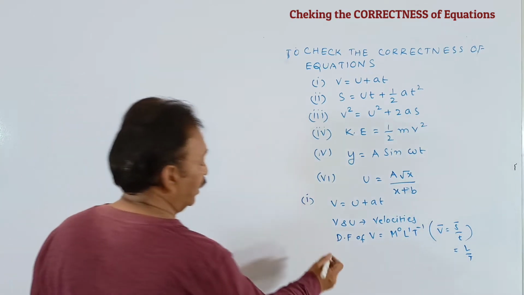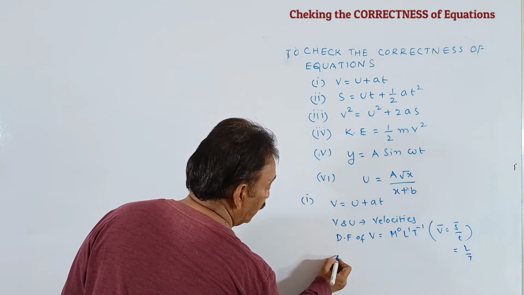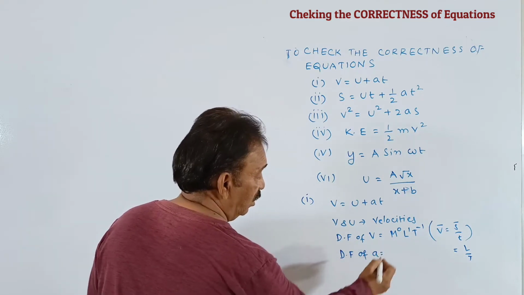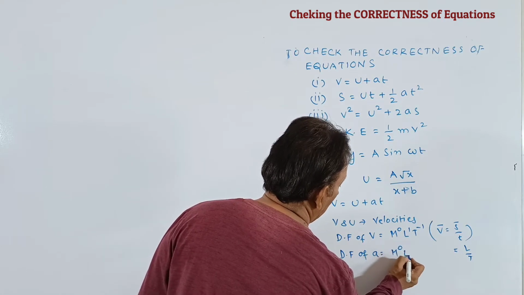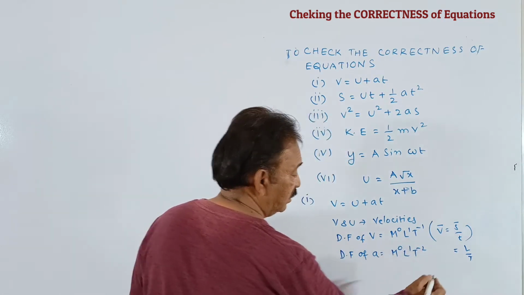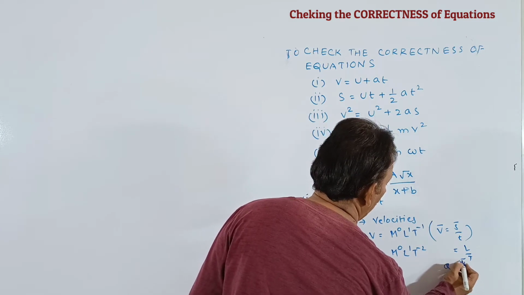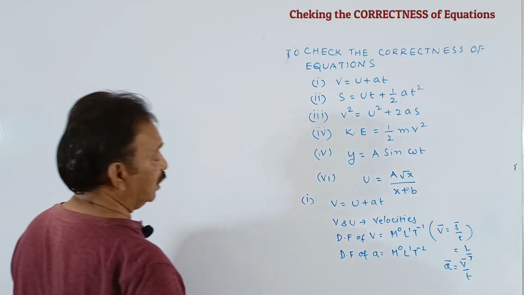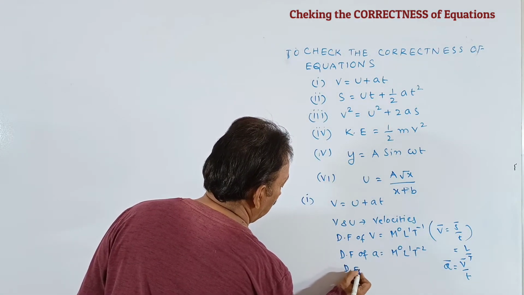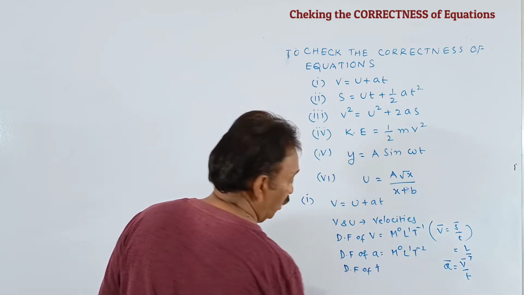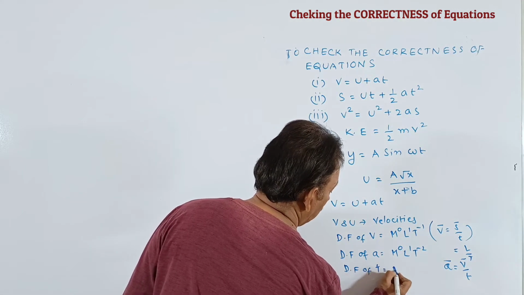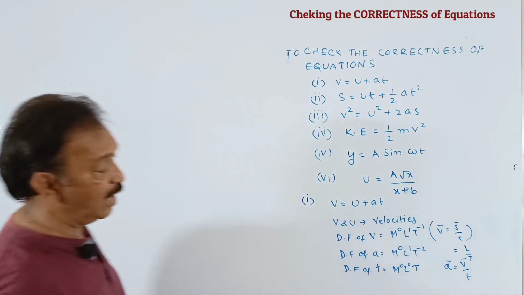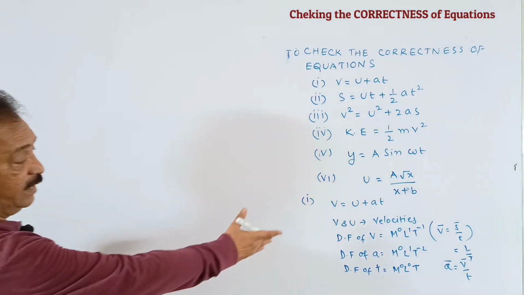Students, the next one is acceleration. I am writing the dimensional formula of acceleration. It is M0 L1 T inverse 2, since acceleration is equal to velocity upon time. And time is time itself; the dimensional formula of time is M0 L0 T. This is the time, students. We have to use these three in this relation.